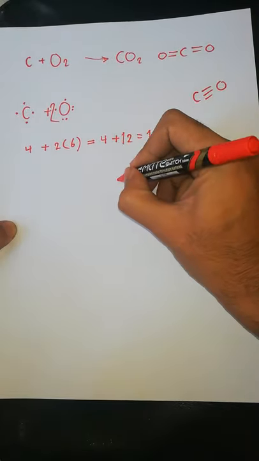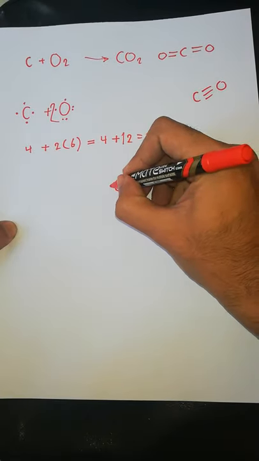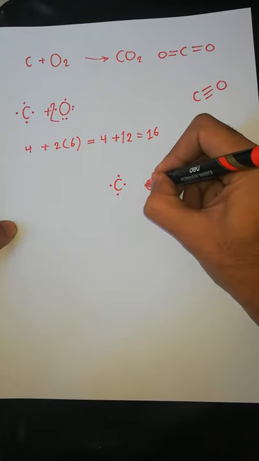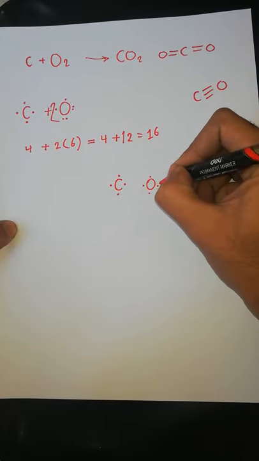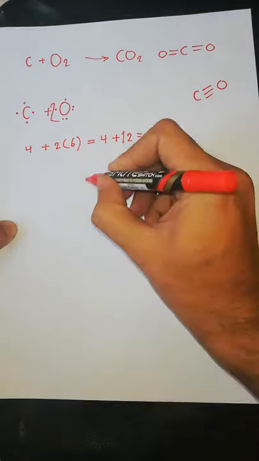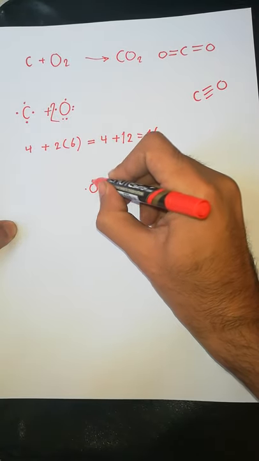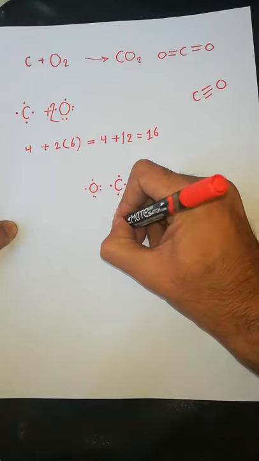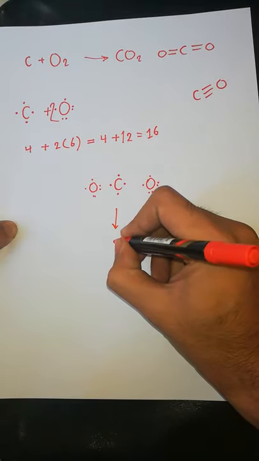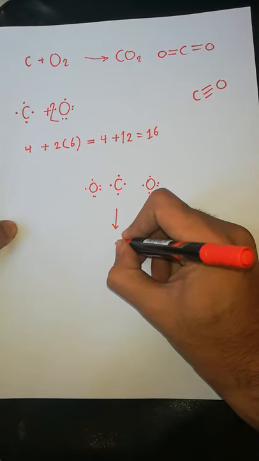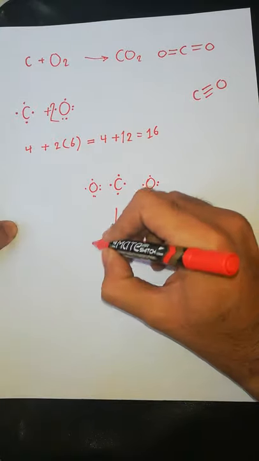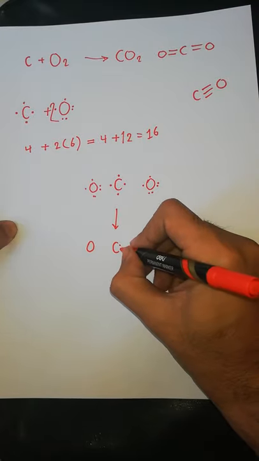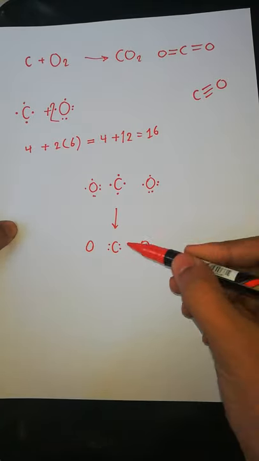Let's draw this. The carbon here has 1, 2, 3, 4 electrons. The first oxygen has 1, 2, 3, 4, 5, 6. Another oxygen has 1, 2, 3, 4, 5, 6. Carbon, oxygen, and oxygen. The electrons of carbon pair up.